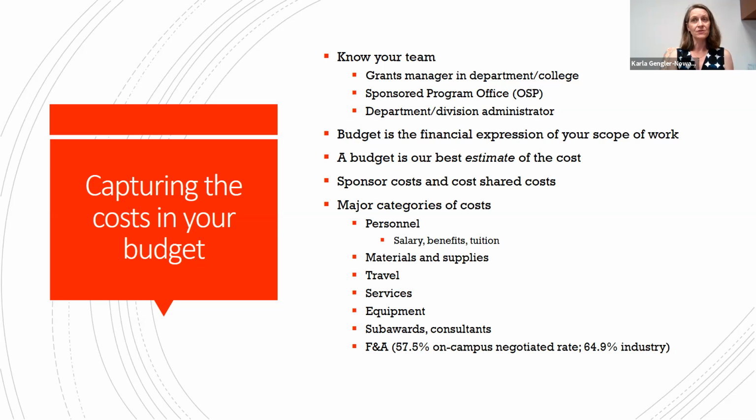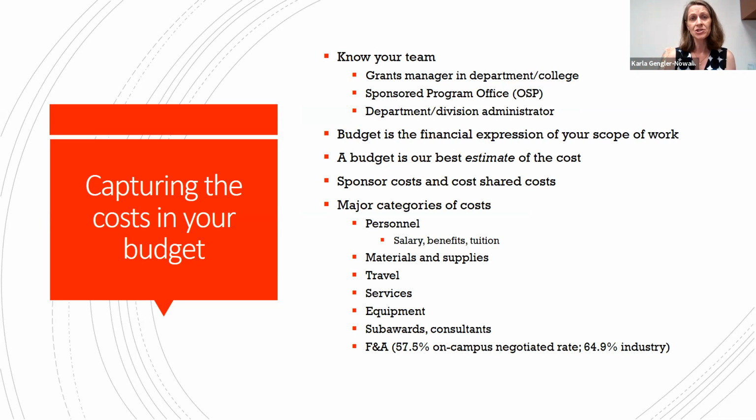Maybe it's a 50-50 cost share, or maybe they just require you to cost share the faculty effort, for instance, like they won't pay for it, but we all know you're working on it, so there's cost share inherent in that. So your entire budget is comprised of the sponsor cost plus the cost share. It's just that usually we're showing just the sponsor cost in the budget in the proposal. And your SPO will direct you if you need to show the cost share as well.